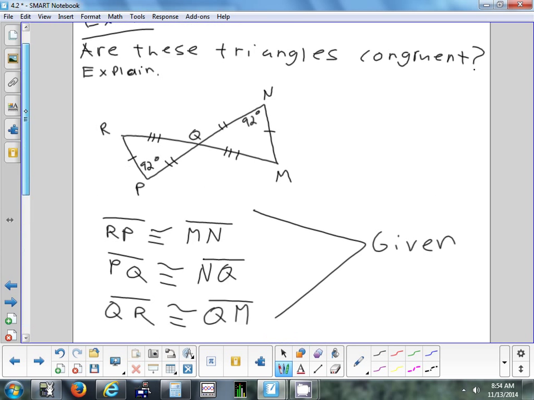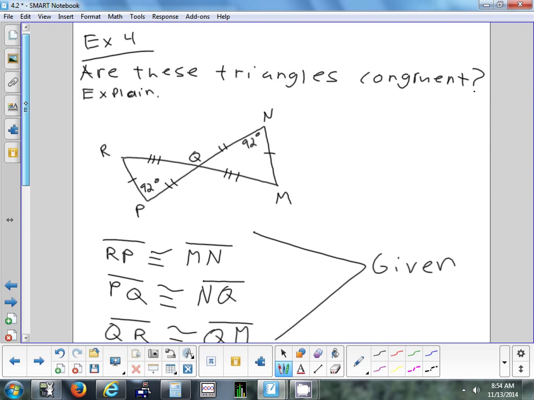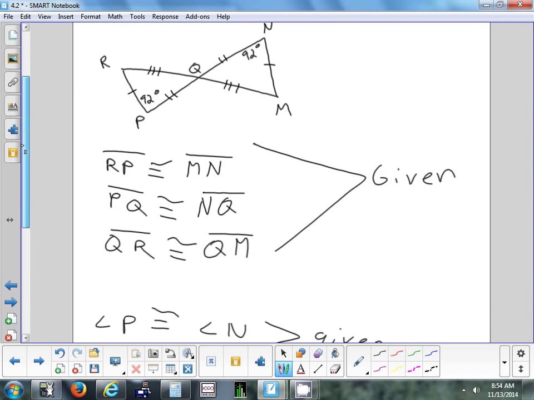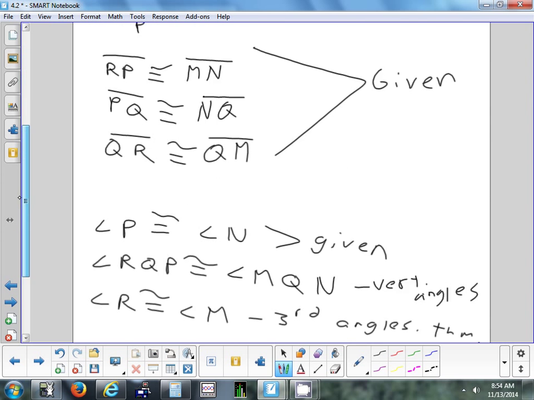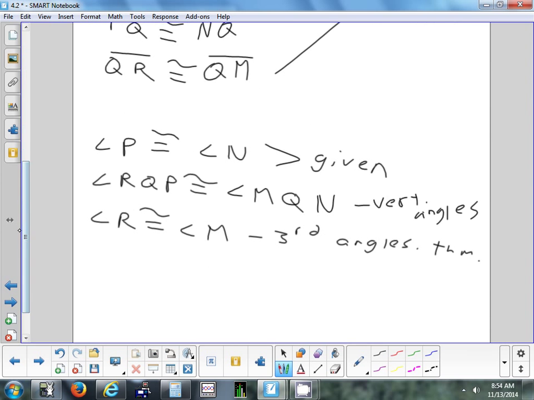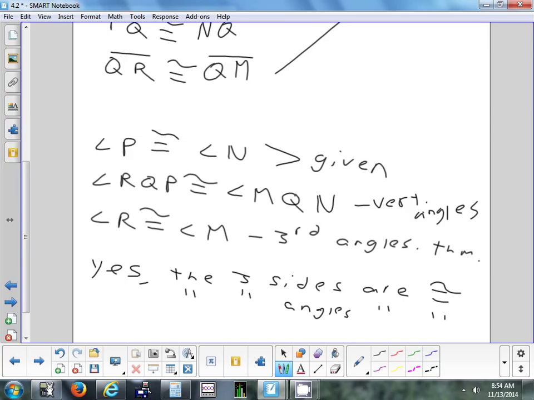So the original question, are the triangles congruent? Yes. The 3 sides are congruent. The 3 angles are congruent. Okay, so we've shown it. Any questions on that?